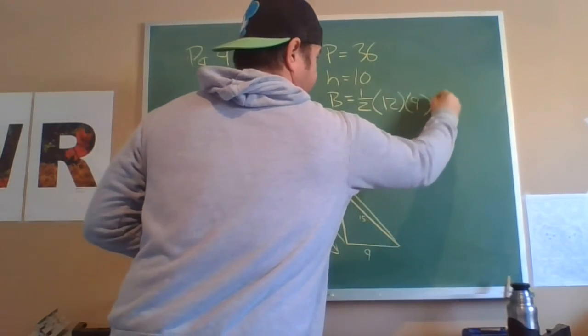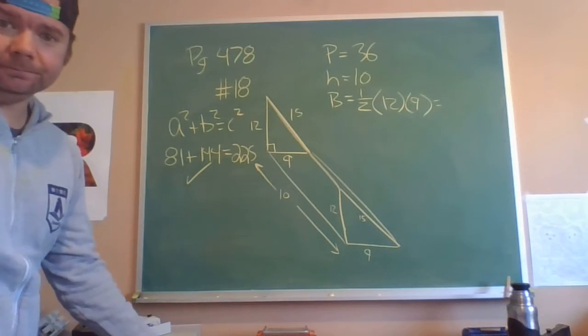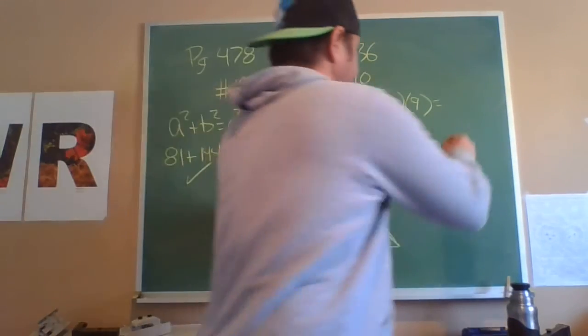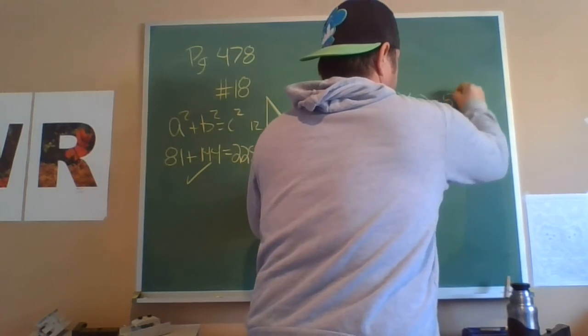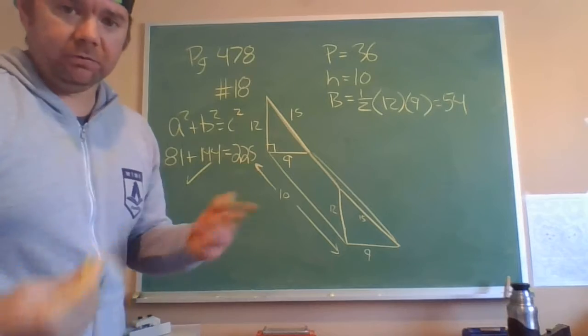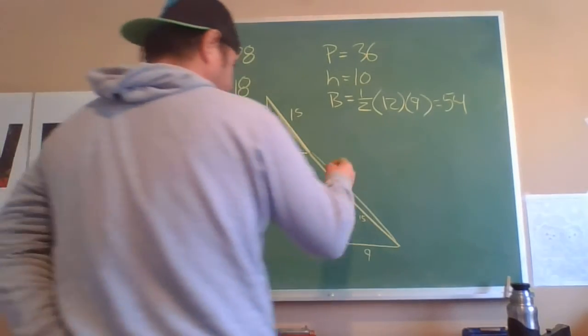So this is indeed a right triangle, which means the area of our base is 1/2 times 12 times 9. Half of 12 is 6, and 6 times 9 is 54. Boom, we've got all three ingredients. We can now start putting these into our formulas.